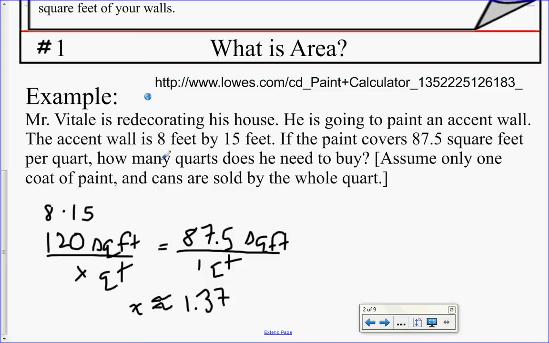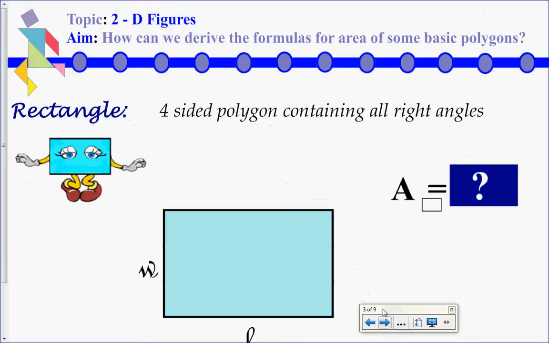Now let's be careful. How many quarts does he need to buy? Assume he's only going to do 1 coat of paint and cans are sold by the whole quart. Now if you round this, it rounds to 1. But if he only gets 1 quart, he's not going to be able to fully paint his wall. He'll have bare spots on it, which is gross. So instead, we're going to buy 2 whole quarts. Easy peasy, lemon squeezy.